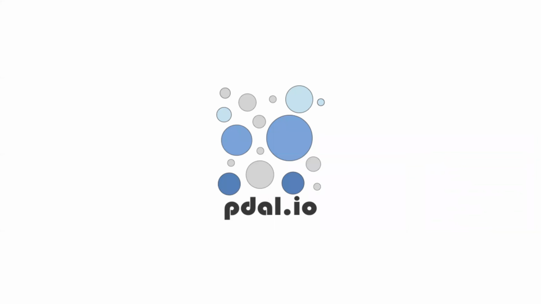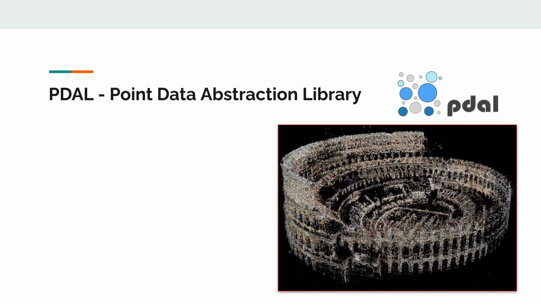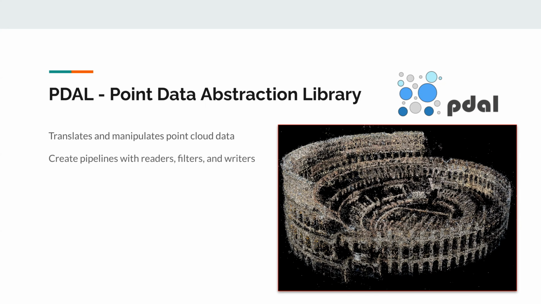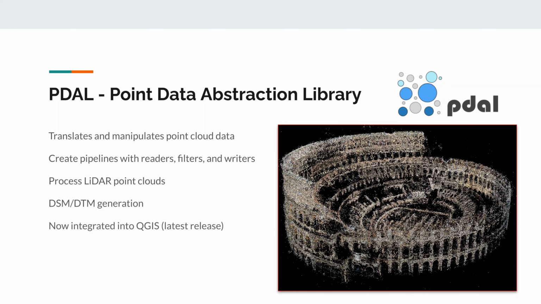So PDAL is the Point Data Abstraction Library. So it's kind of like GDAL, but for point data. It translates and manipulates point cloud data. Very handy to have if you've collected either LiDAR data from a drone or LiDAR data from an external sensor. It is really easy to set up pipelines with readers, filters, writers, and so on. It's a handy way to process LiDAR data, and you can create things like DSMs or DTMs. Really nice in the latest release, as I mentioned, this is now integrated within QGIS. So there's actually GUI tools that you can use to set off some PDAL scripts.